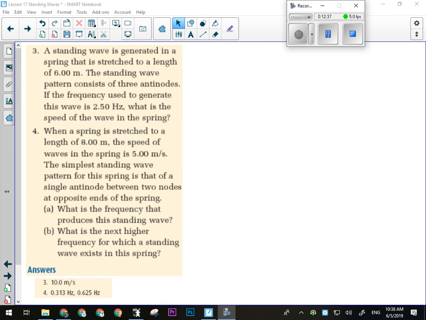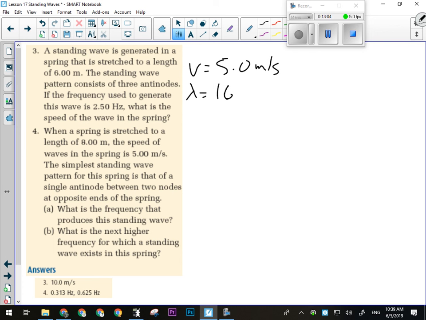So when a spring is stretched to a length of 8 meters, the speed of the waves in the spring is 5 meters per second. The simplest standing wave pattern for this spring is that of a single antinode between 2 nodes at the opposite ends. So basically it's F1, which means there's how many wavelengths on the spring? 1/2 of a wavelength. So if the spring's 8 meters long, the wavelength is 16 meters. That's what we have to get out of that context.